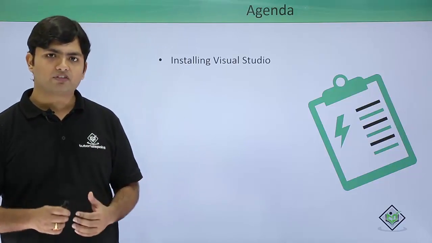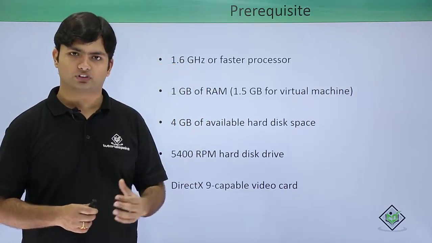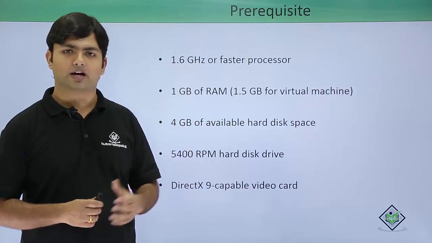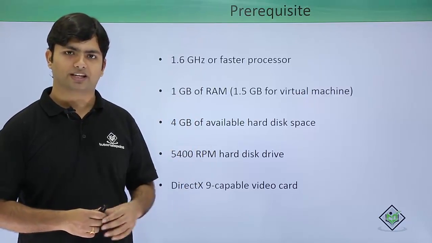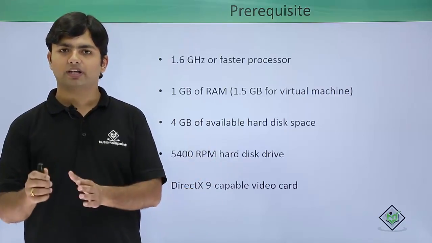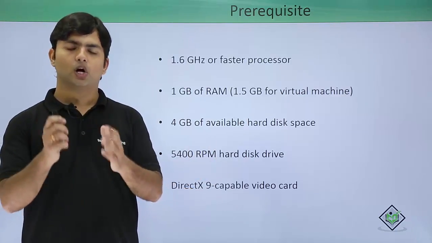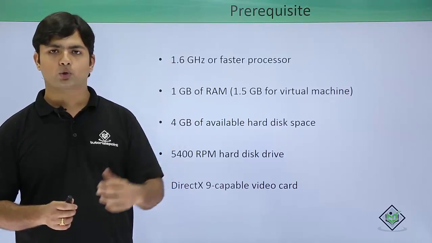So before getting started with the installation, make sure you have 1.6 GHz of processor, 4 GB available hard disk space, 1 GB RAM, 5400 RPM of hard disk and DirectX 9 video card. Once you have all that and even more than that, you are good to continue with Visual Studio installation. So let's see how to do that.